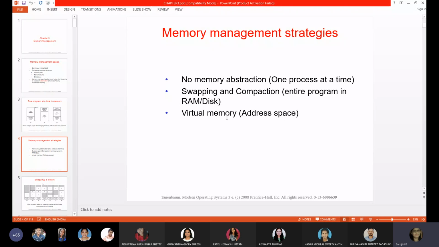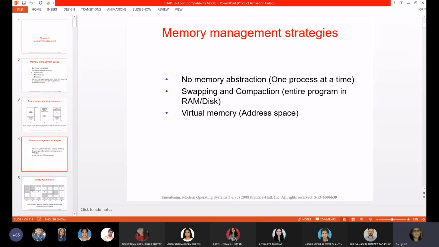Actually, only after virtual memory was invented did the address space concept come. Just think about why address space was not there in the previous two cases. You know what address space is? Address space is a separate accessible memory space for each and every process. When no memory abstraction is there, of course, there is only one process, so there is no need for address space.